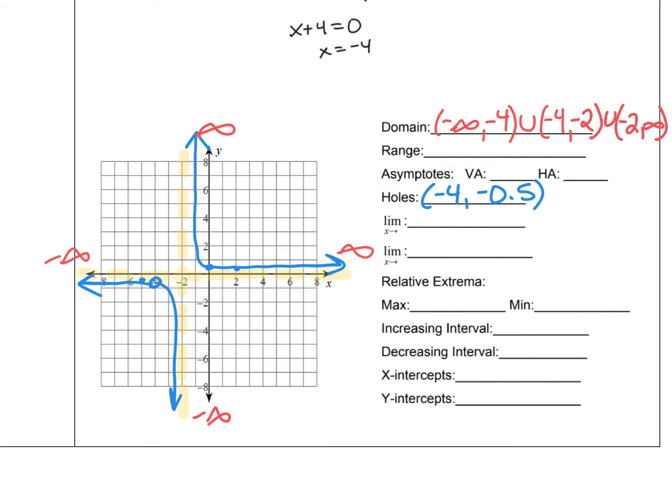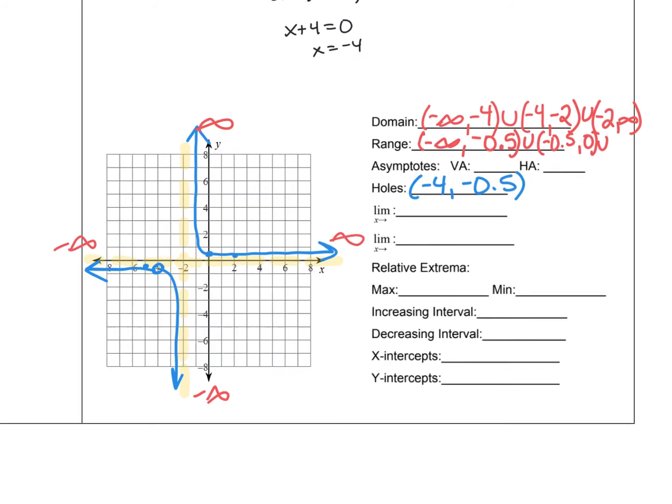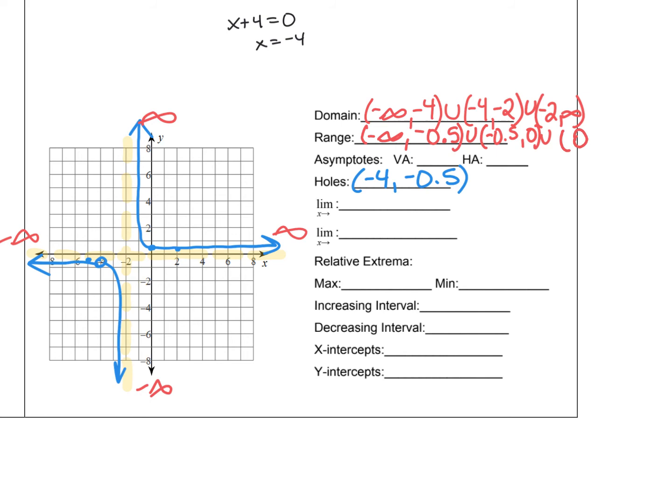Okay, the range is going to work very, very similar. Help me out. Negative infinity to negative 0.5, good. That's what we're going to stop at first. Unioned with negative 0.5 to 2, then 2 to 0, and then last but not least, 0 to infinity. Good.